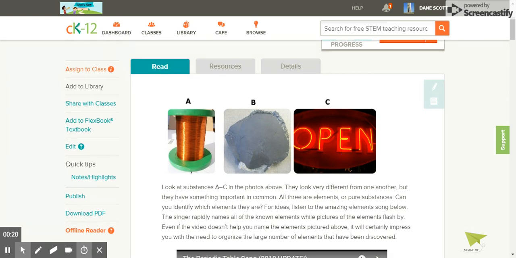Look at substances A through C in the photos above. They look very different from one another, but they have something important in common. All three are elements, or pure substances. Can you identify which elements they are?